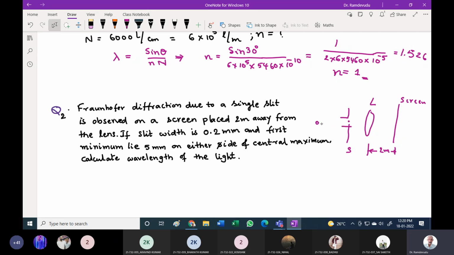They are saying that the slit width is 0.2 mm, and the first minima lie at 5 mm. That means this is the central maxima, 0. First minima means either right or left, and this distance they have given as 5 mm, on either side of the central maxima. So the first minima may be 5 mm below the central maxima.